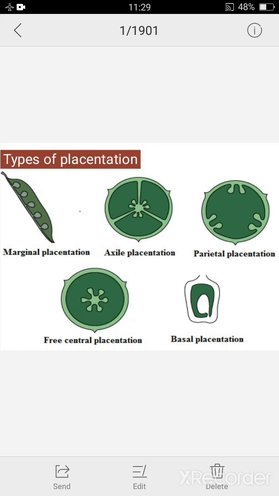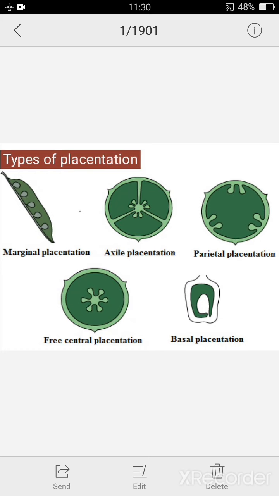Next, parietal placentation, third one. Parietal placentation, example mustard and argemone. Next, fourth one, free central placentation, example dianthus and primrose. Next, last, fifth one, basal placentation. Basal placentation, example marigold and sunflower.